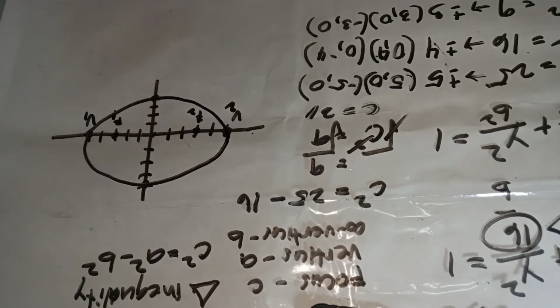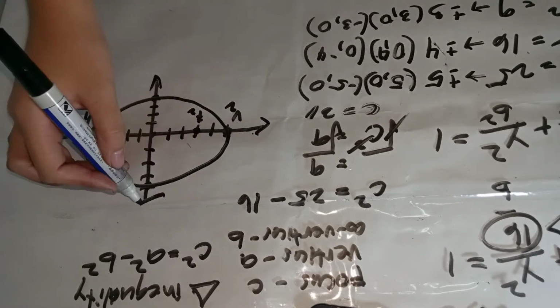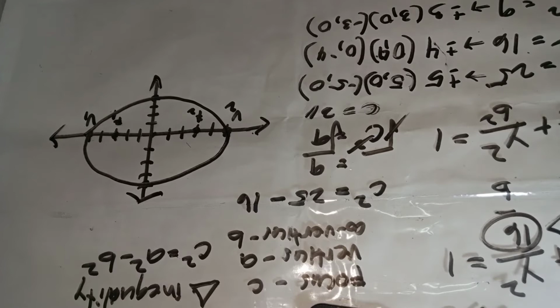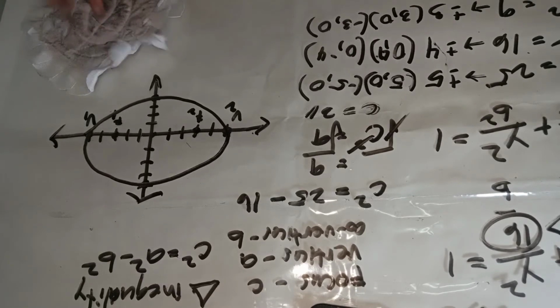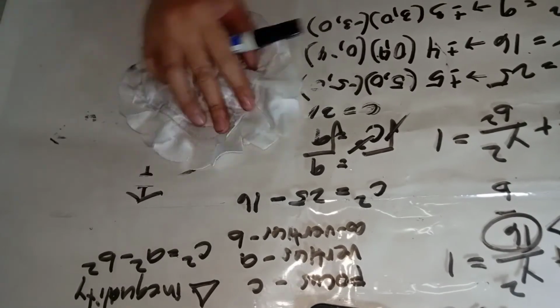So, yan po yung ellipse natin. Okay? That's how to graph an ellipse. Kuha po ba? Okay, let's have another example.